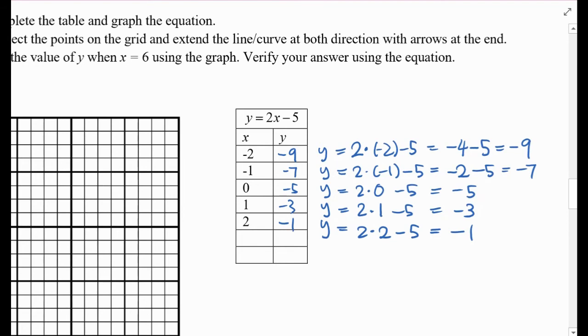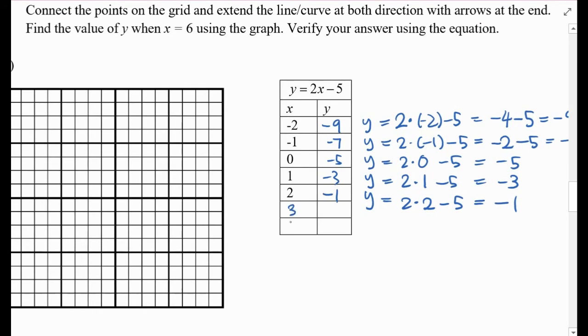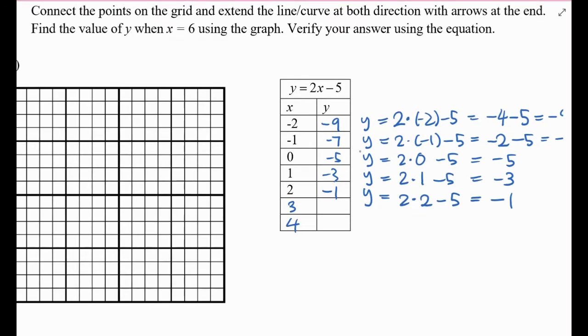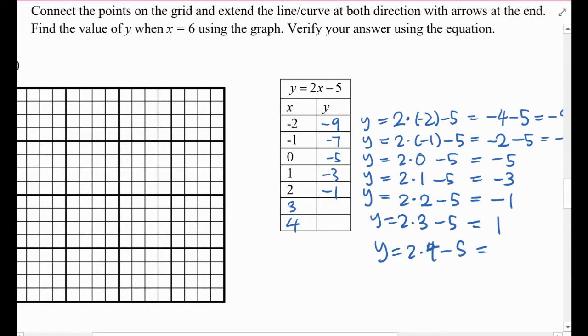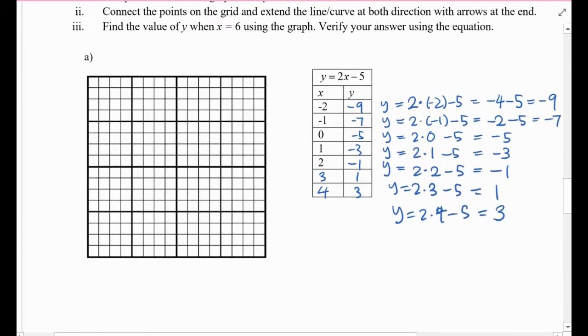Okay? So we can do more. We can do 3 and 4. And y equals 2 times 3 minus 5. 6 minus 5 is positive 1. y equals 2 times 4 minus 5. That is 8 minus 5, which is positive 3. So 1 and 3. So we completed the chart. And let's draw it.